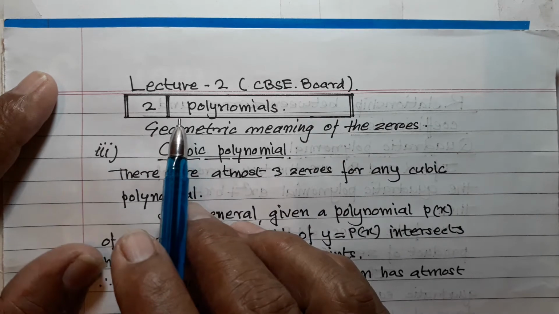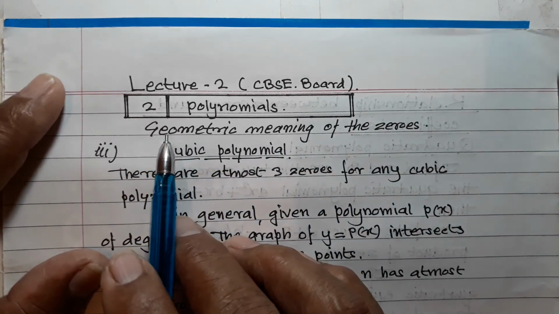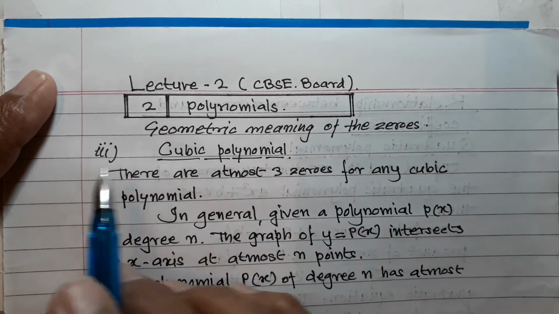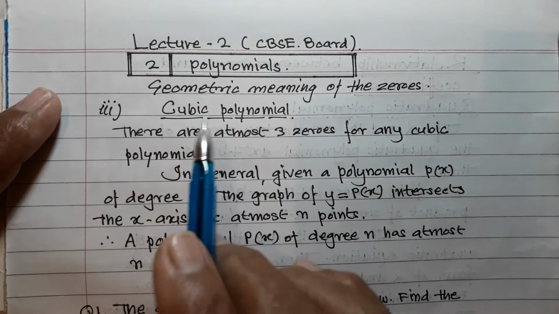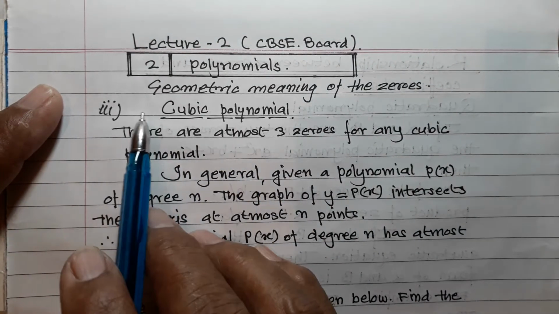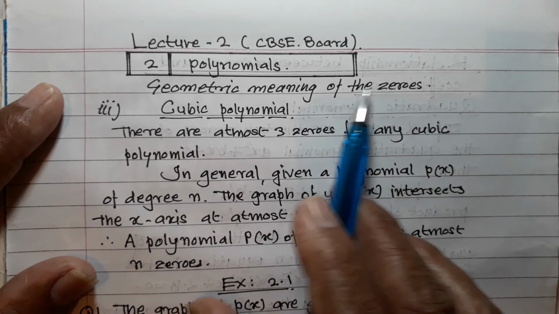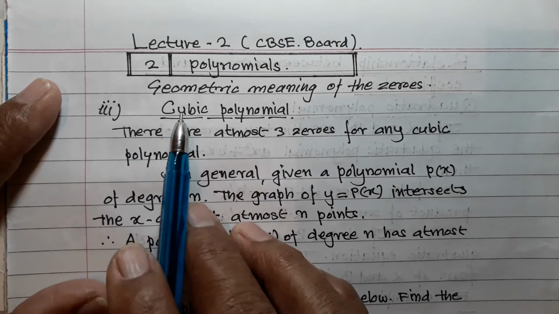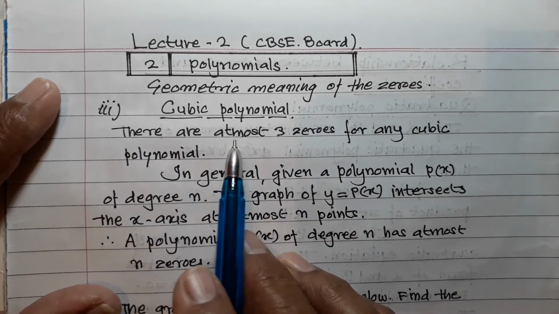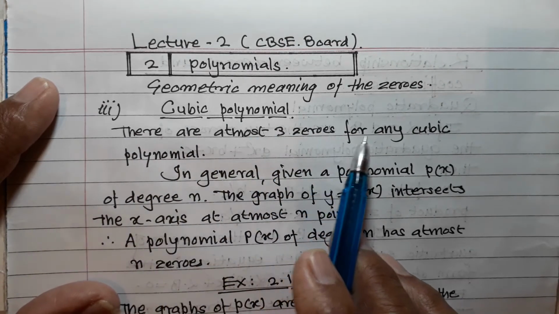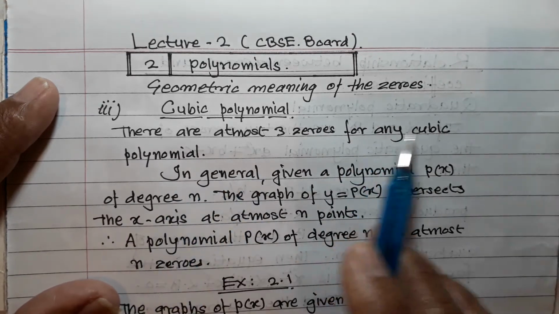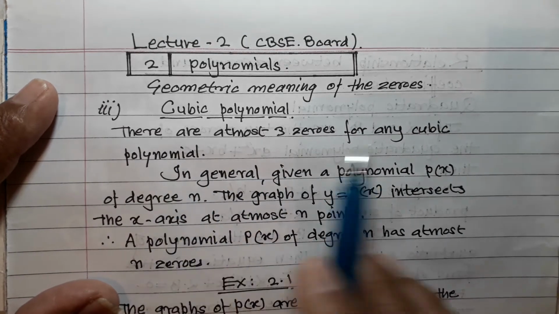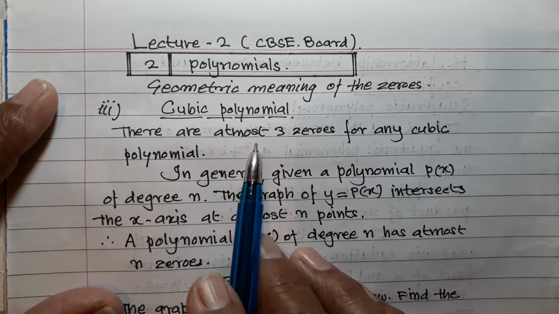Now, in this lecture, I am going to explain to you the geometric meaning of the zeros of a cubic polynomial. So, you know the geometric meaning of the zeros of a polynomial with degree 2. Now, this is a cubic polynomial. There are at the most 3 zeros for any cubic polynomial. Okay, so if the degree is 3, then the number of zeros is also 3.